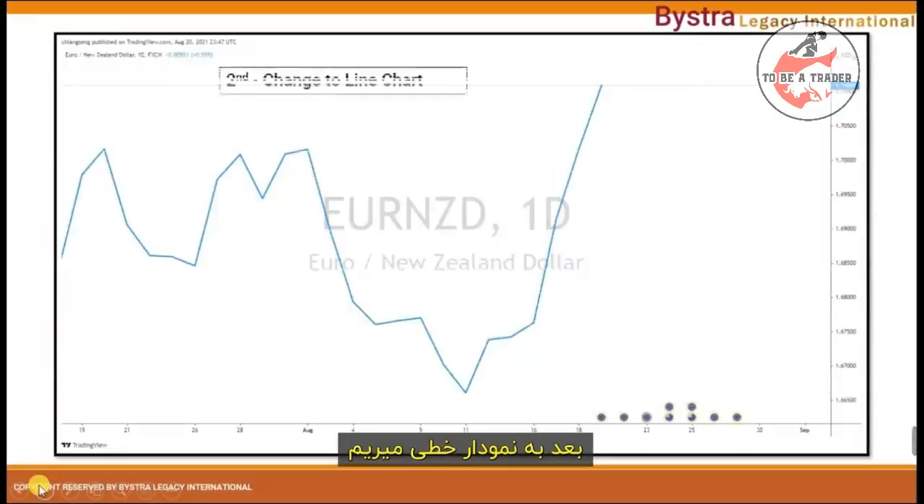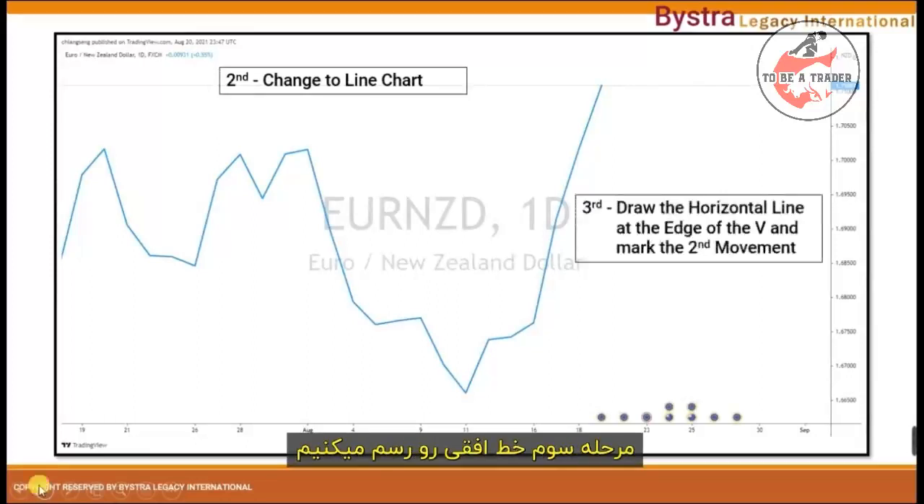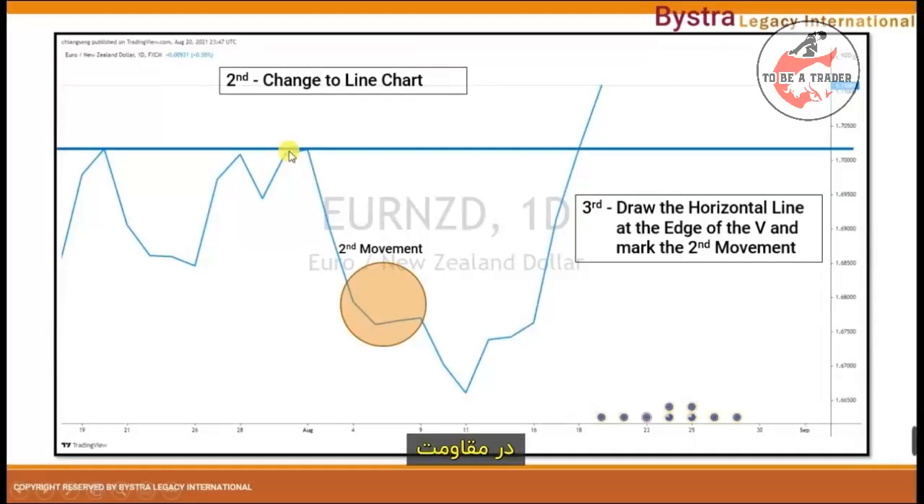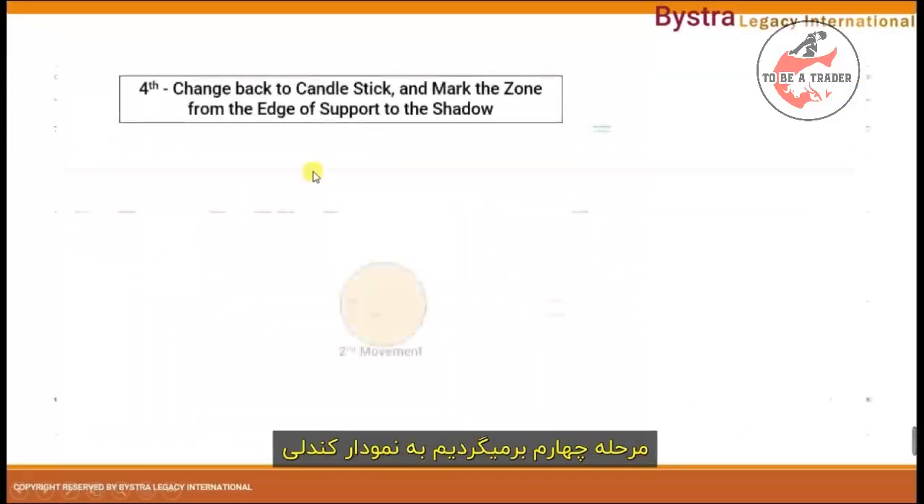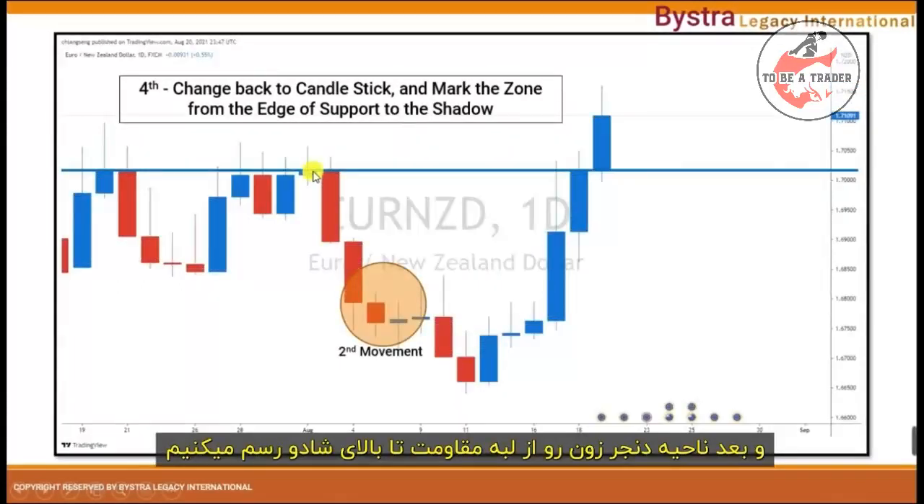Next, we go to the line chart. Third, we mark the horizontal line at the resistance. Then we mark the second movement of the horizontal line. Fourth, we go back to the candlestick chart and then we mark the zone from the edge of the resistance all the way up to the shadow.